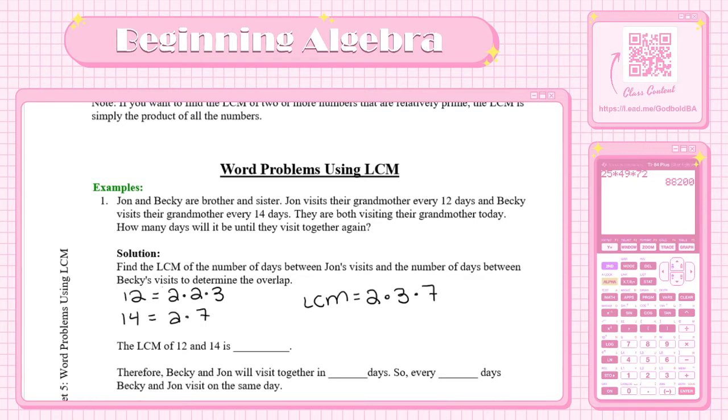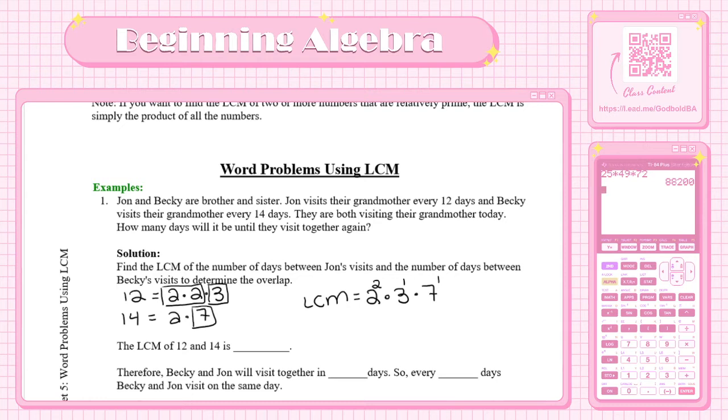So now I just need to figure out how many 2's I need, how many 3's, how many 7's. Well, the maximum number of 2's I see is 2. So I'm going to need 2 2's. The maximum number of 3's I see is 1. So I need 1 3. And the maximum number of 7's I see is 1. So I need 1 7.